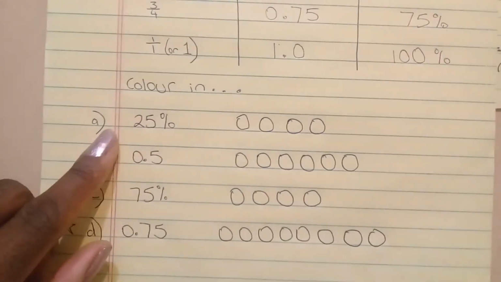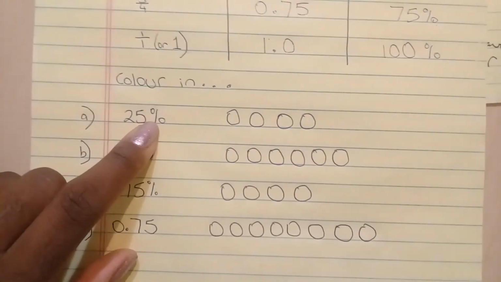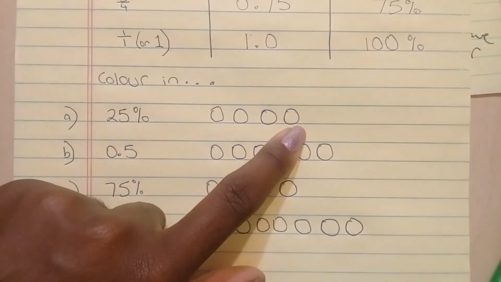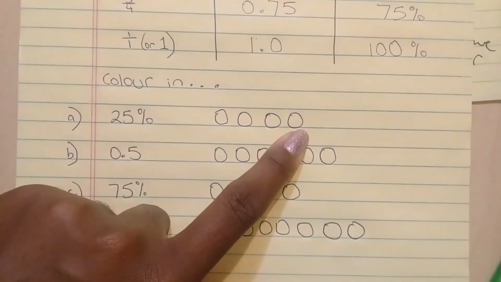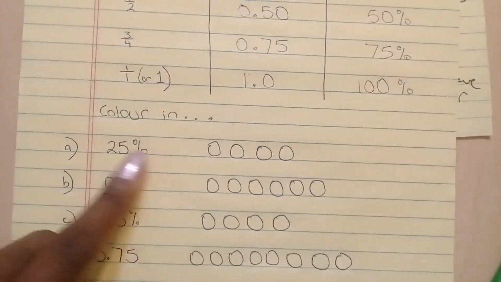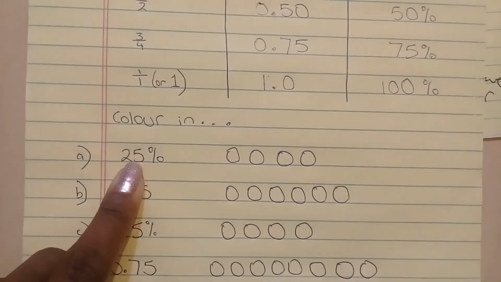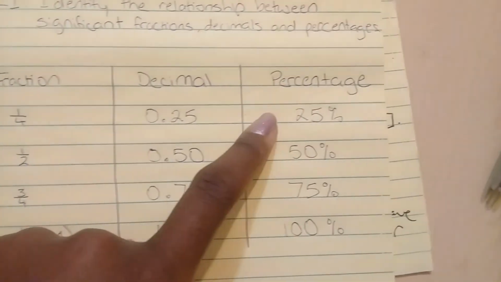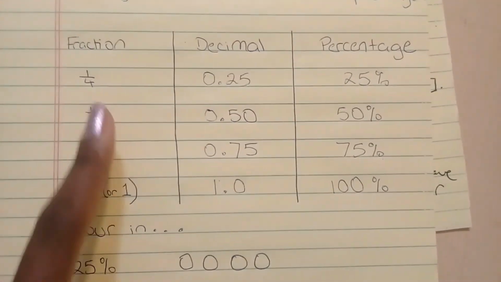Finally, here is your independent work. I want you to color in the percentage or decimal that's given along here. So for A, I asked you to color in 25% of these 4 circles. Can you figure out how many you should be coloring in? Well, try converting this to a fraction. 25% according to our table is the same as 1 out of 4. Did I just give you the answer?